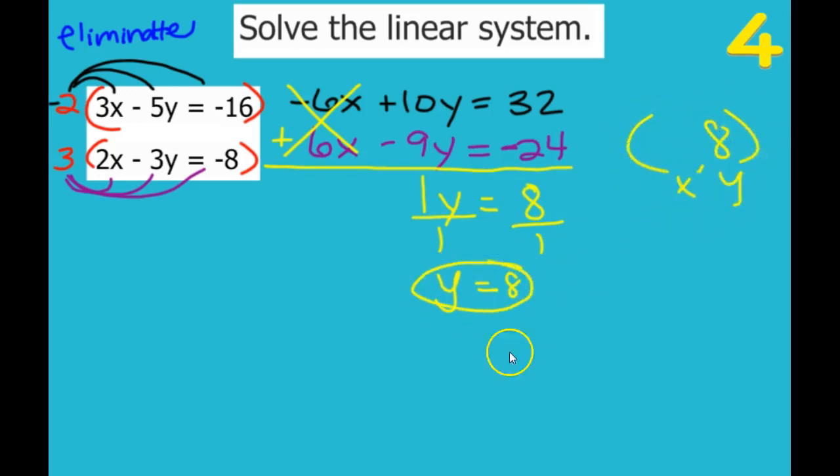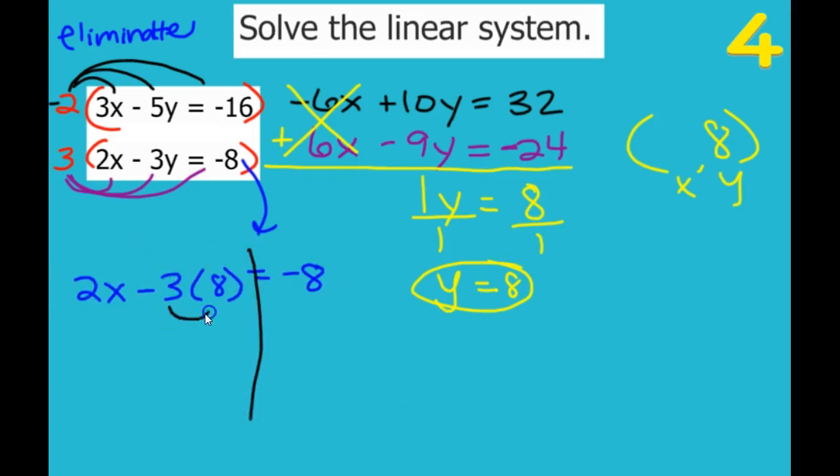So there's 8. Let's plug that 8 back in to find x. Again, I'm going to use the bottom equation. So we have 2x minus 3 times y, which is 8, equal to a negative 8. So negative 3 times 8 is negative 24. 8 times 3 is 24.